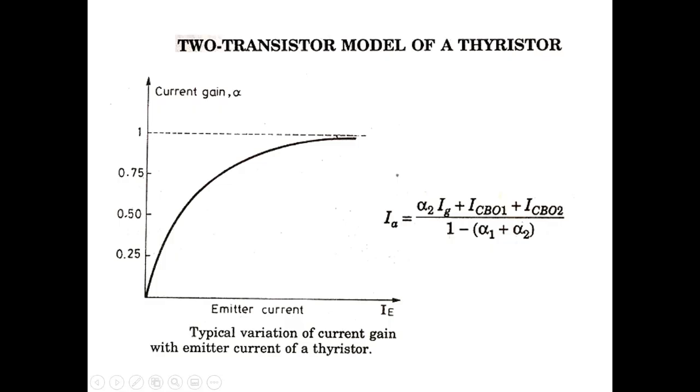So IA is equal to alpha 2 into Ig. This is the expression we have already derived. When alpha 1 plus alpha 2, the current gain, reaches unity, the current will increase to a very high value. So this increases the anode current. This is the turn on process of the SCR.